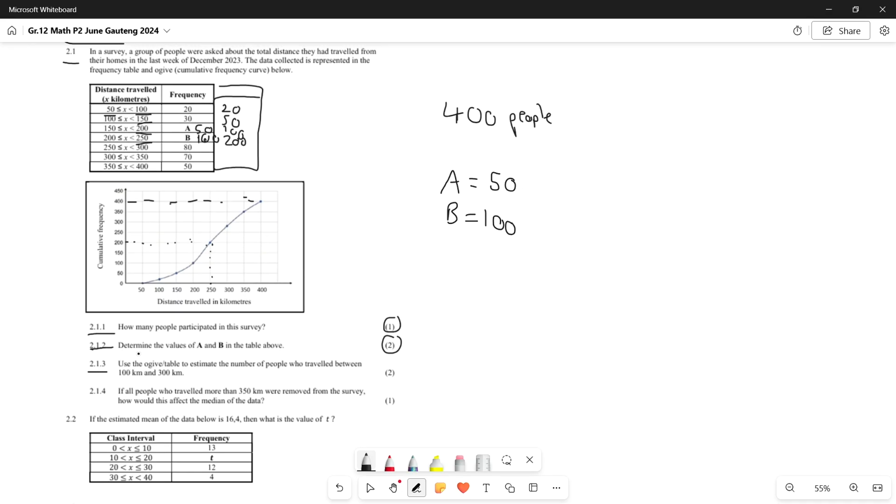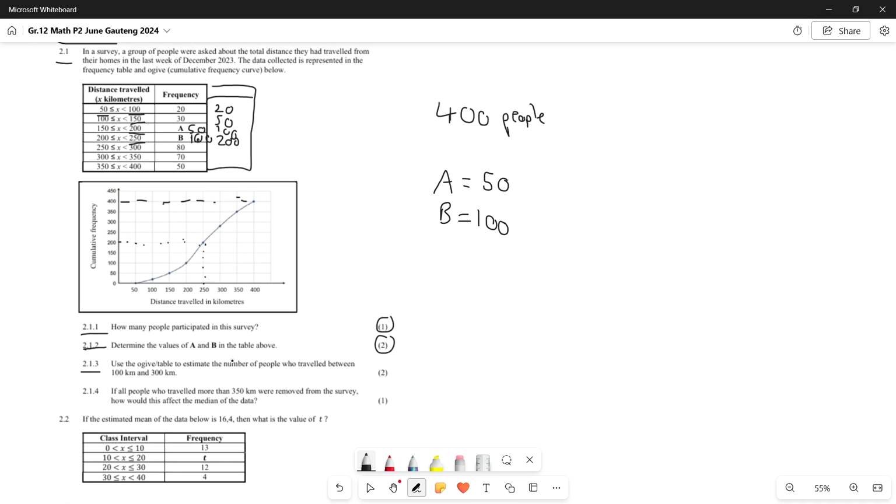2.1.3 says use the Ogive table to estimate the number of people who traveled between 100 kilometers and 300 kilometers. If we're going to work from the table, at 100 we had 20 people, and at 300 we had 280 people as we established. So what we're trying to figure out is how many people traveled between this range. All we need to do is subtract 20 from 280 and we'll have our answer. So 280 minus 20 equals 260.